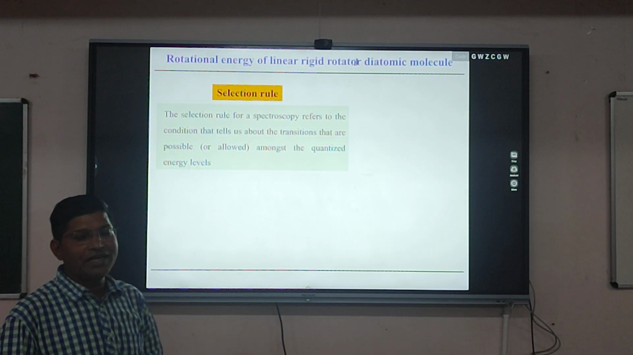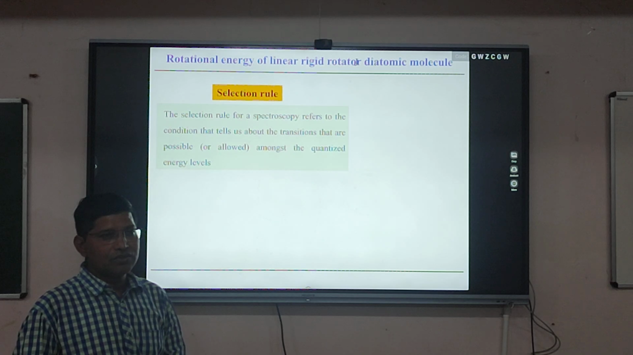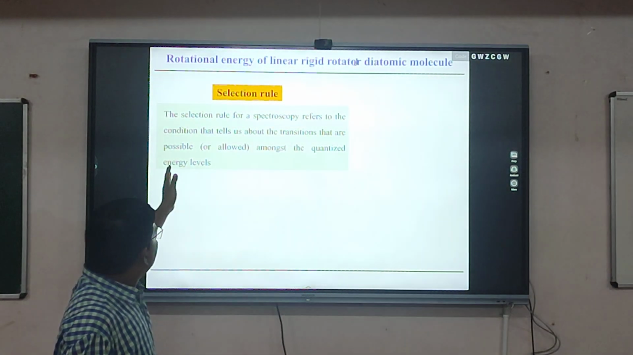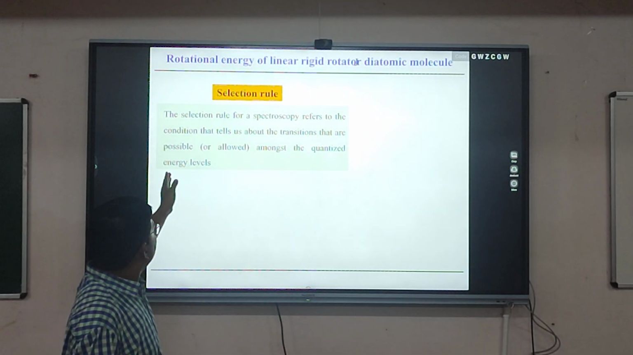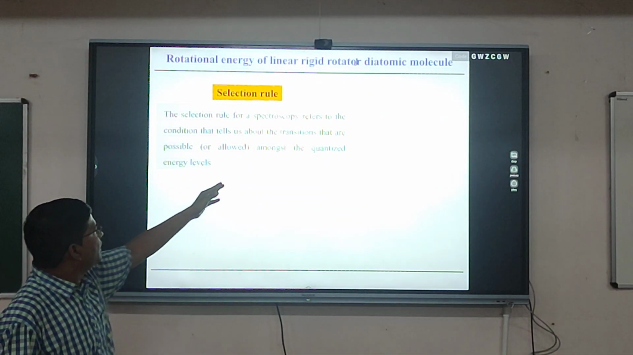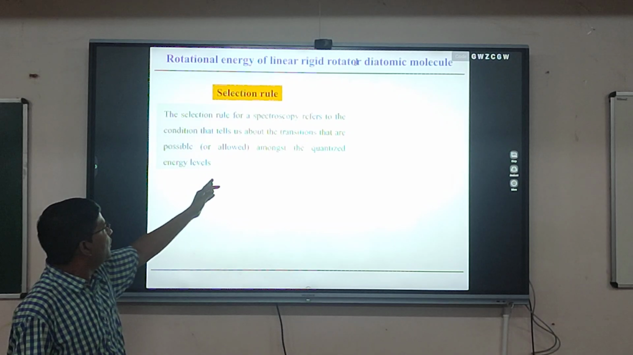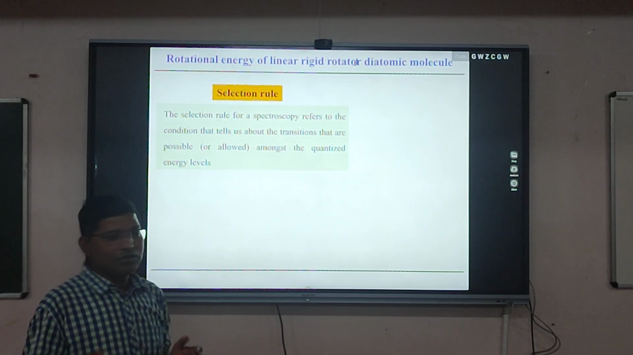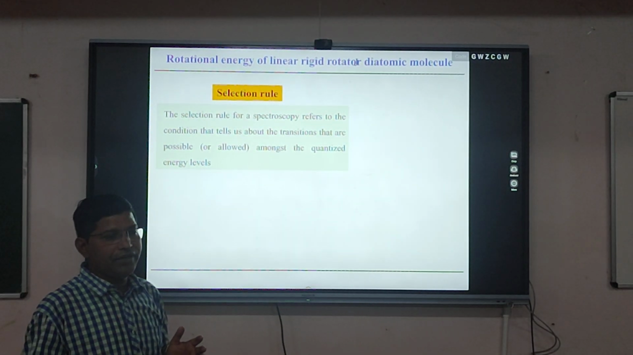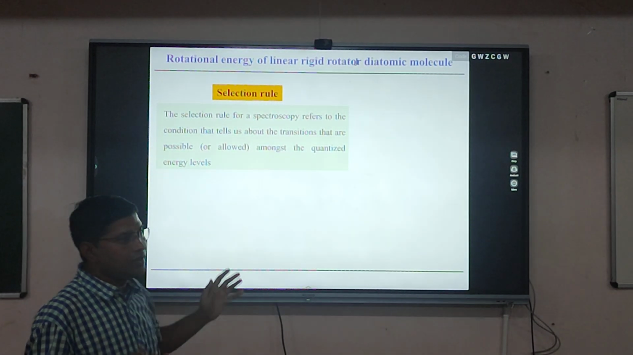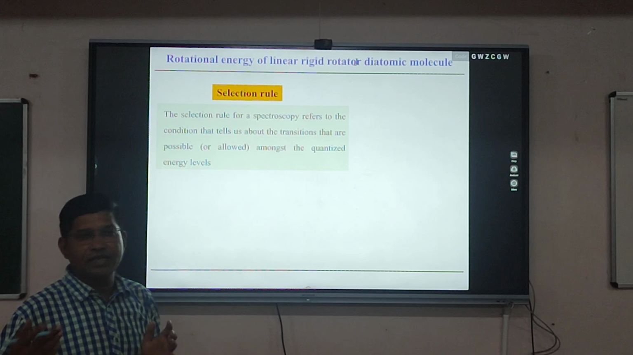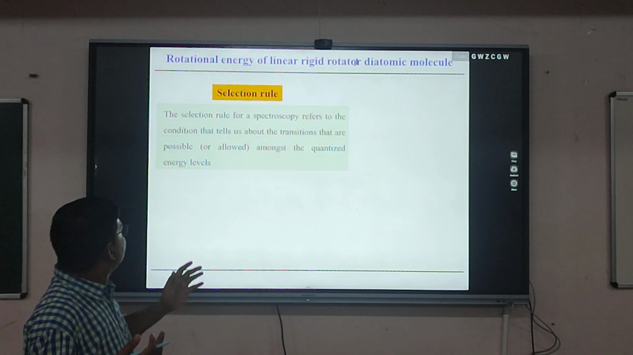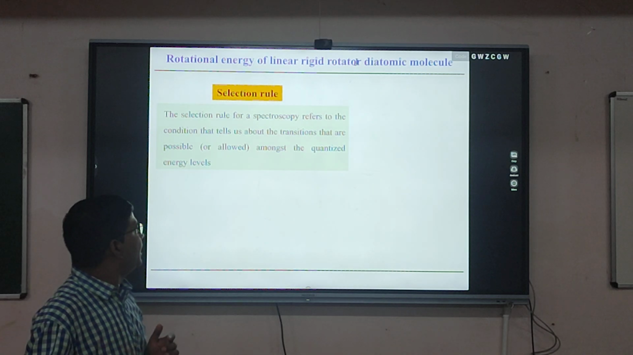Now we will know what is a selection rule. Generally, selection rule for spectroscopy refers to the condition that tells about the transitions that are possible, allowed amongst the quantized energy levels. So in a simple way, we can define the selection rule as an allowed electronic transition of the quantized energy levels.